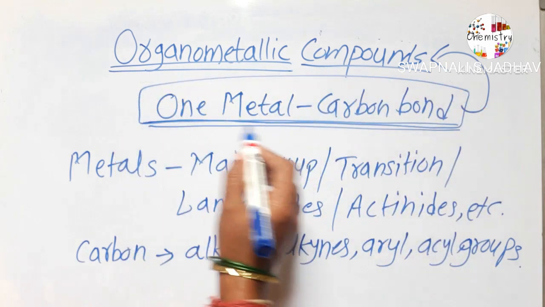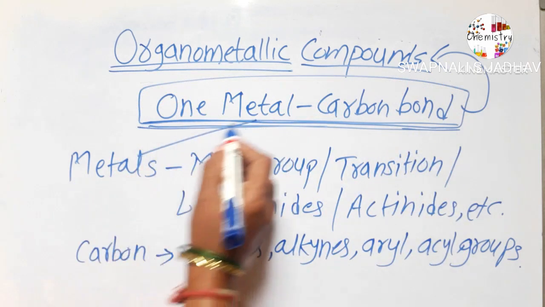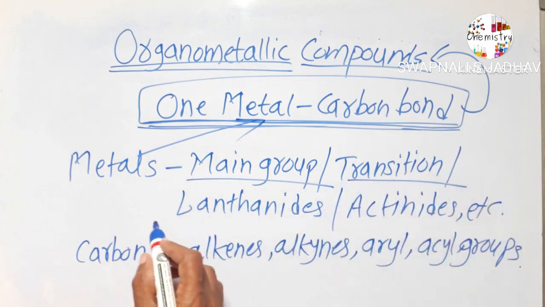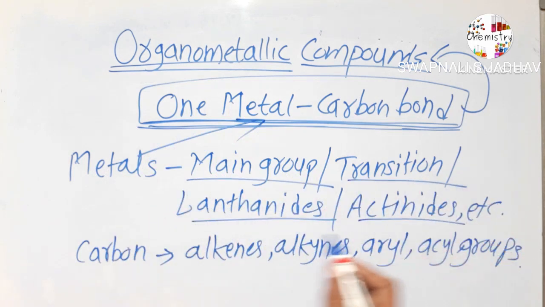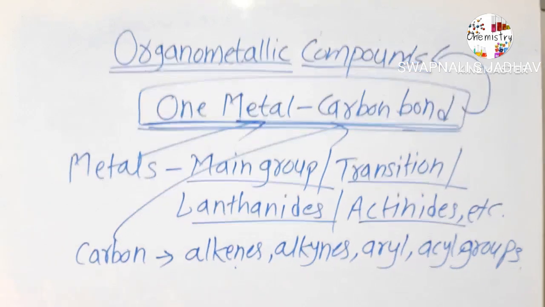One metal carbon bond is a must, and those metals are generally from the main group elements or transition elements and lanthanides or actinides, and carbon is from alkenes, alkynes, aryl, acyl groups, etc. Okay, understand?